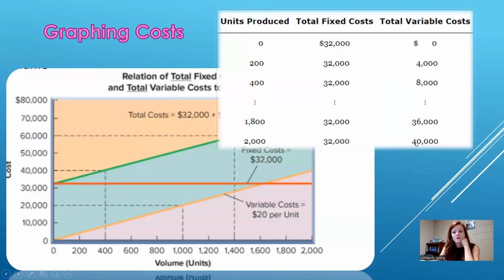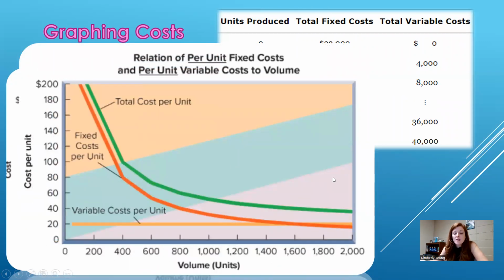So 20 times 2,000 would be 40,000. So if we make 200, our total cost would be the fixed cost of 32,000 plus the 4,000 in variable cost. So we'd have a total of $36,000 in our product cost. We get to spread that out amongst 200 items. If we make 2,000, we're going to have $72,000 in product cost, and we would spread that out amongst the 2,000 units.